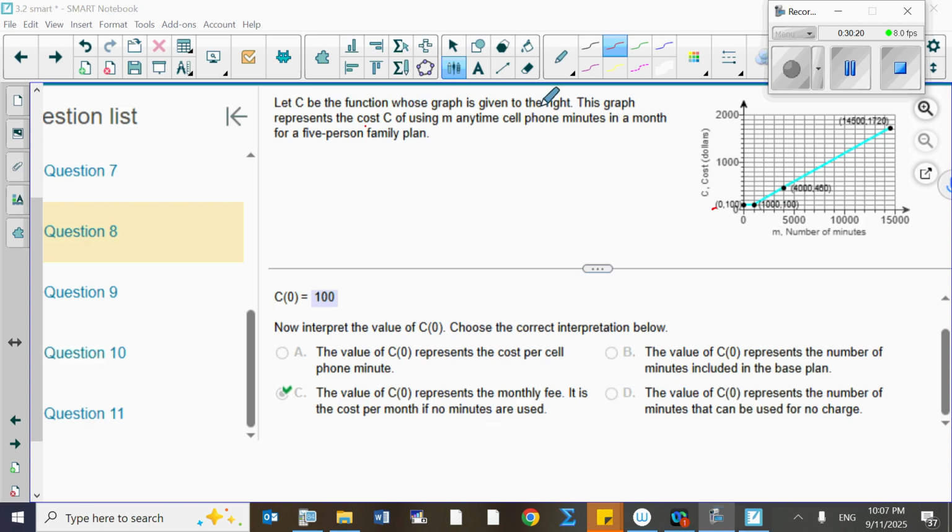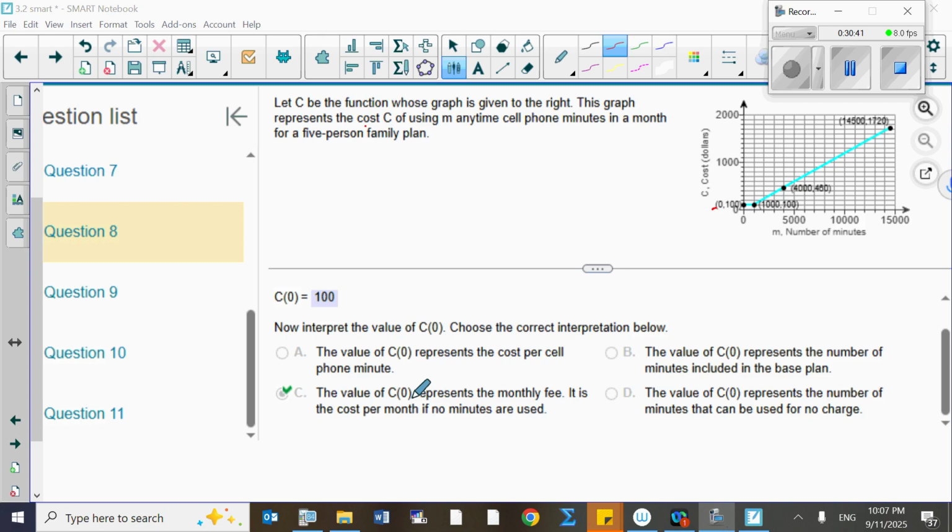Okay, next question, number 8. Let C be the function whose graph is given to the right. This graph represents the cost C of using any time cell phone minutes in a month for a family plan. So what is C of 0? So we see that when x is 0, the y value of the function is 100. So that's equal to 100.